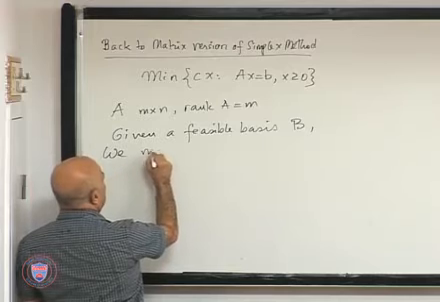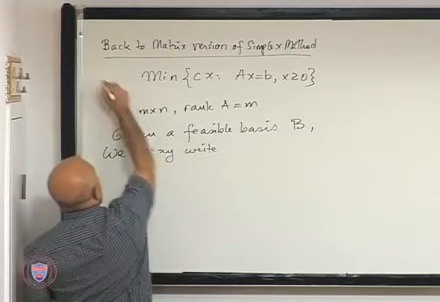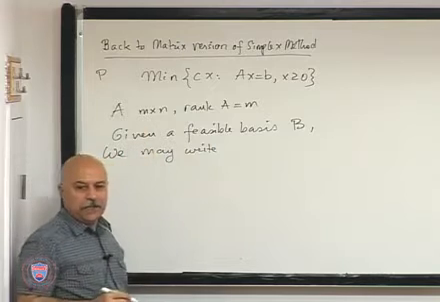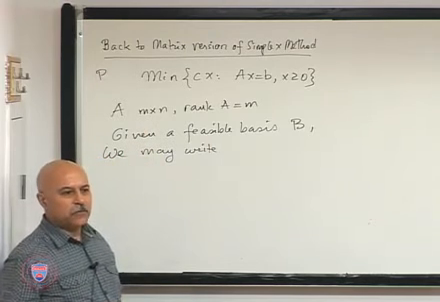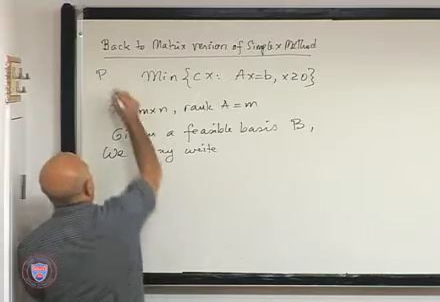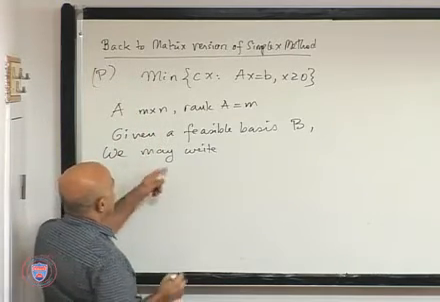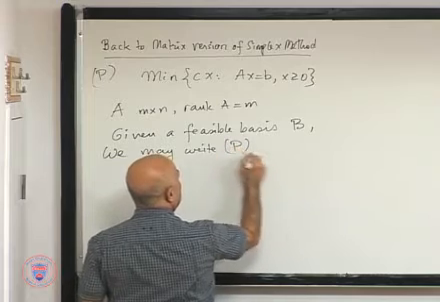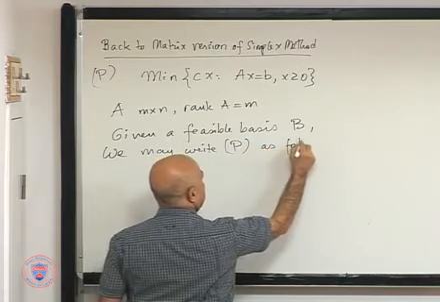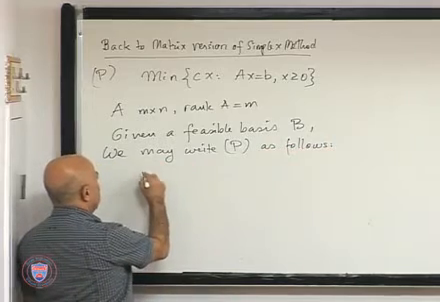And we may rewrite the original problem. I don't know if I gave a name to it before. Did I give a name to the original problem before? No name? Anyway, let's just call it P. We may write P in partitioned form relative to basis B in the following way.